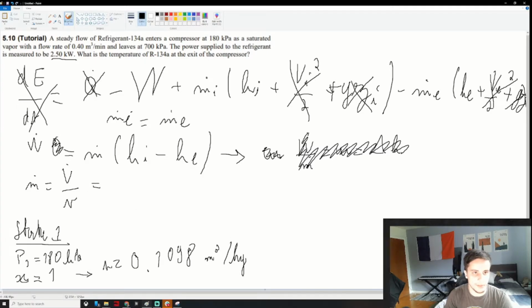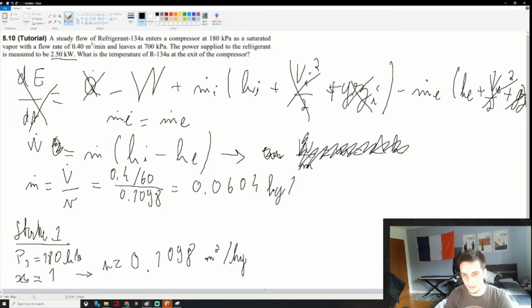Now we have 0.40 meters cubed per minute. We want that in meters cubed per second, so 0.4 divided by 60, and then that divided by 0.1098. Okay, and that should give us a mass flow rate of 0.0604 kilograms per second. Okay. Now, do we have everything else?